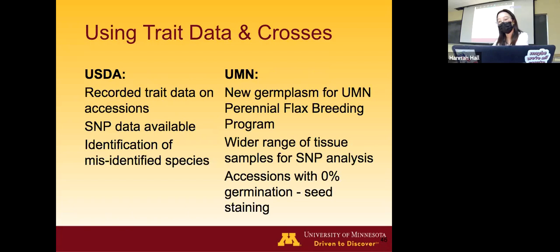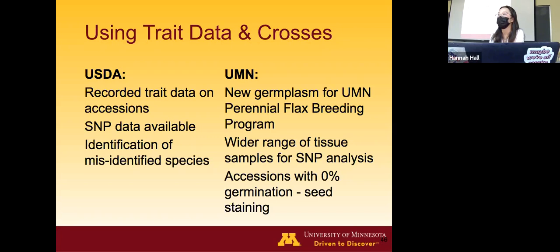So with all this data and our crosses, the USDA will receive all their recorded trait data for their accessions that they don't necessarily have. And then they will also get the SNP data that we are collecting, and they will get to know whether or not any of their accessions are misidentified in their system. We will get a new germplasm for our breeding program, and then we will get a wider range of samples for our tissue, for our SNP analysis. And then any of the accessions that have 0% germination, we can also do other experiments such as seed staining to test their viability.